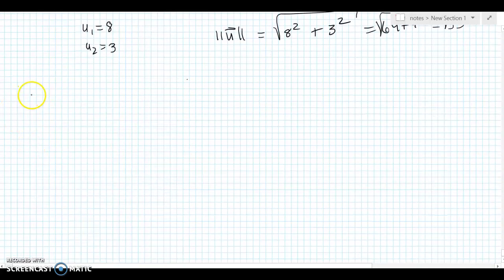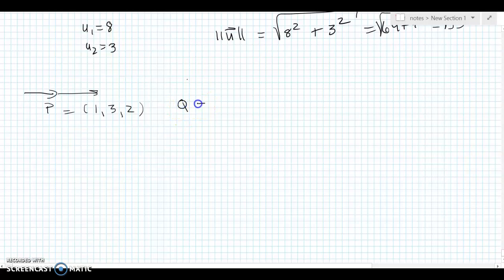All right. So now we're going to be given a point P, 1, 3, 2, and Q, 2, 12, minus 9. So these are 2 points. Okay. And let's let U be the vector from P to Q. Okay. So now I have to come up with this vector P to Q because I'm not starting at 0, 0, 0. Remember, right? So I'm going from P to Q.